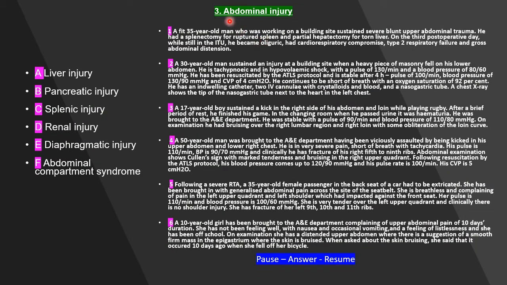In question number 3 on abdominal injury, there are 6 case scenarios. Read carefully and match them with the appropriate diagnosis given on the left. As usual, pause, answer, and resume to get the answers. And here are the answers to the questions.